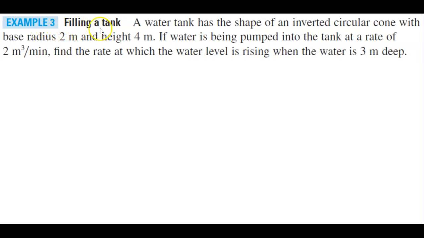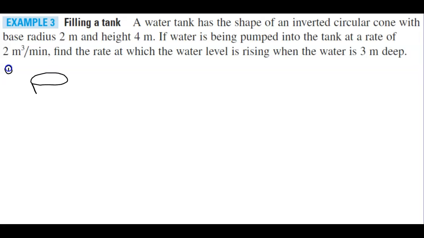Example 3, filling a tank. A water tank has the shape of an inverted circular cone with base radius 2 meters and height 4 meters. If the water is being pumped into the tank at a rate of 2 cubic meters per minute, find the rate at which the water level is rising when the water is 3 meters deep. So the best thing we need to do right now is to draw a picture of a circular cone.